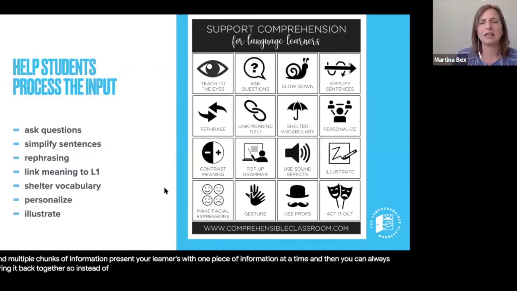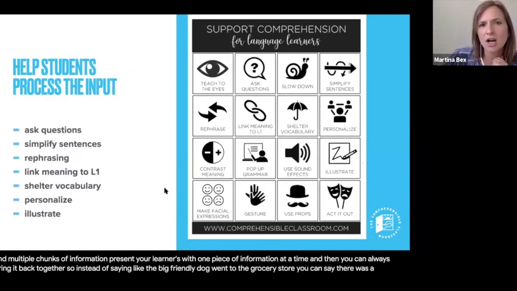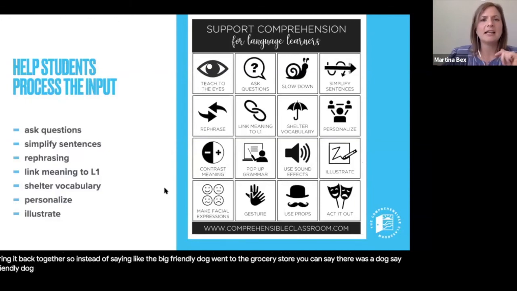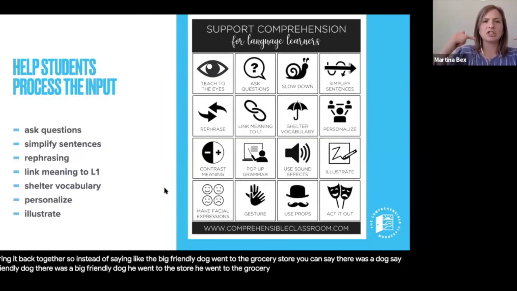So instead of saying, like, the big friendly dog went to the grocery store, you can say, there was a dog. He was a big dog. He was a friendly dog. There was a big friendly dog. He went to the store. He went to the grocery store. So you're breaking down your sentences into simple pieces of information so your students are just processing one thing at a time.